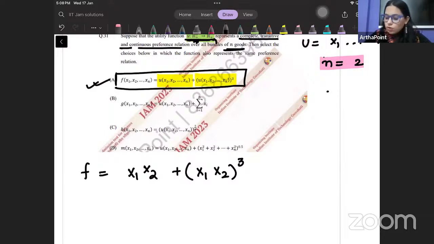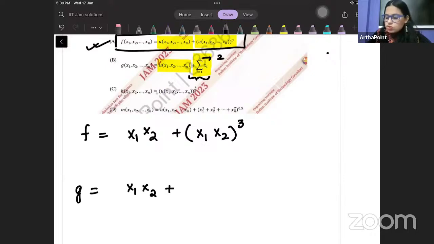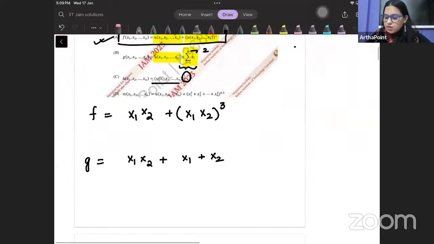Now, if you look into the second kind of utility function, it says u plus the summation of x's, which means that the function I will be forming will be x1 x2 plus the sum of the x's. And I have taken n as 2, so it is going to be x1 x2 plus x1 plus x2. Right? Look into the third utility function. U to the power 1 by n. So n is just 2 for me. So my third utility function becomes (x1 x2)^(1/2), since n is just 2 that I have taken.